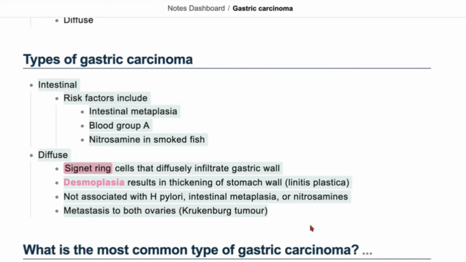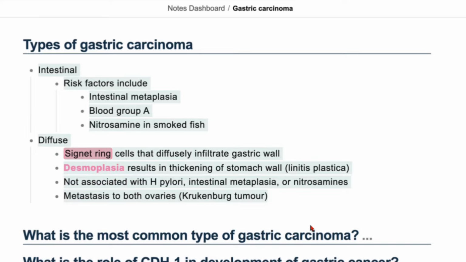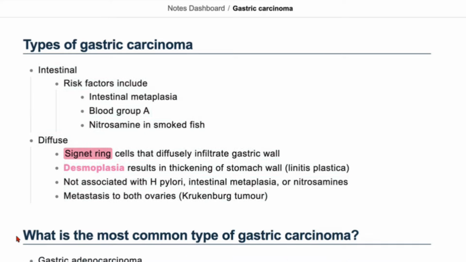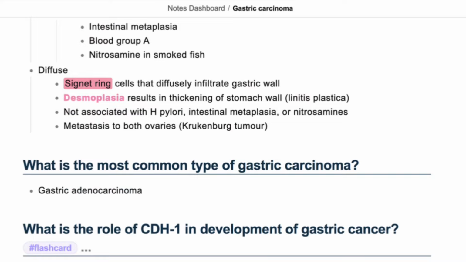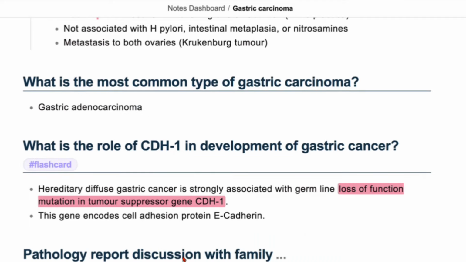Right. Okay. What's the most common type of gastric carcinoma? This would be adenocarcinoma, and the type of adenocarcinoma would be tubular adenocarcinoma. Good. What's the role of CDH1 in development of gastric cancer? CDH1 is associated with familial hereditary gastric cancer. It is a tumor suppressor gene that codes for E-cadherin, which would then cause a loss of function if there's a mutation in CDH1. That's right. So it's loss of function, a mutation in CDH1.